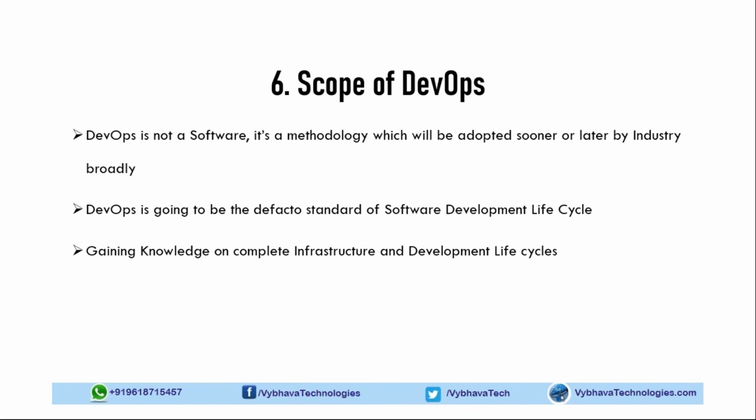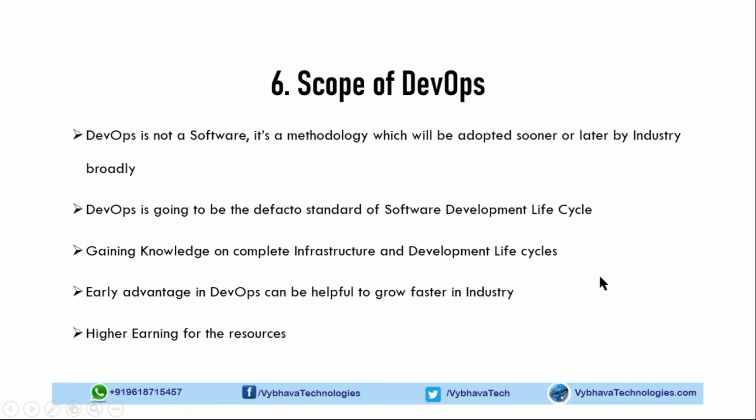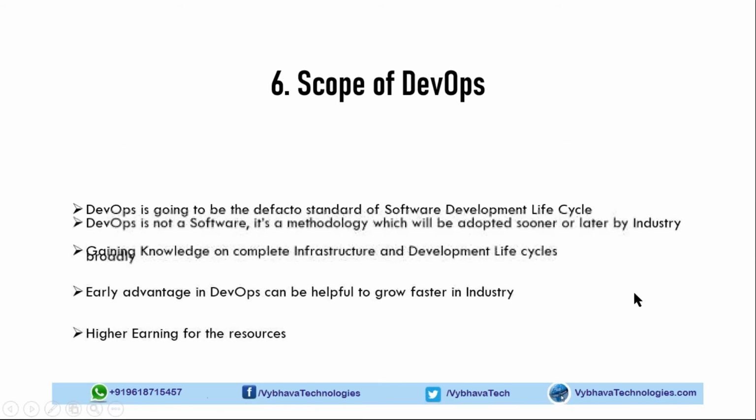You're going to gain full knowledge of the complete infrastructure and development lifecycle. Previously the development team thought only about coding, and the infrastructure guy knew only servers, how many servers, how to make them robust, how to keep them running or monitored. Now both are mixed, and both will know what the other is doing. Early adoption of DevOps can be helpful to grow in your market and in software development life cycles. It will be easy. There is also higher earning scope, and a future for DevOps.